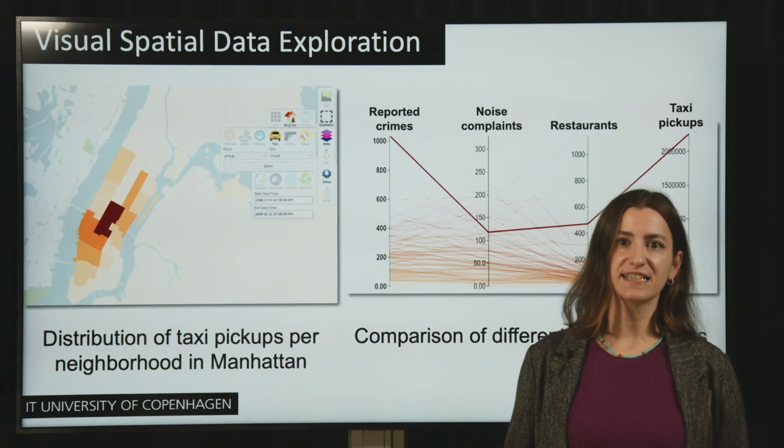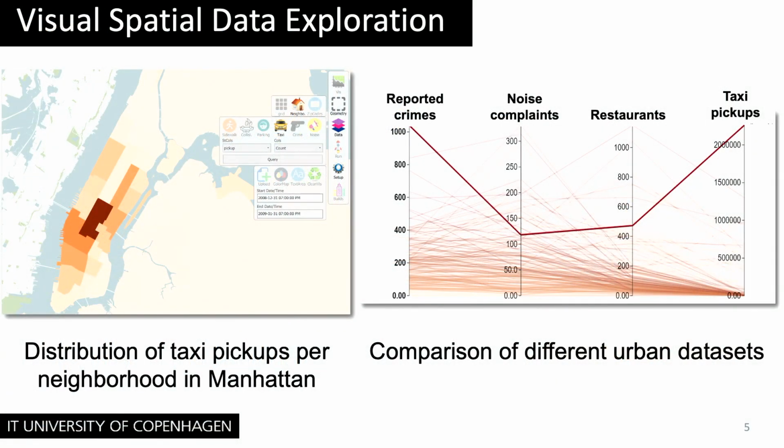To analyze these datasets and the correlation among them, city planners turn to visual analytics systems. That way, instead of looking at numbers, they look at colors on a map, as you can see on the slide, while they can compare multiple datasets in just a single visualization. Specifically here on the slide, you see a heat map visualization on your left-hand side that shows the distribution of taxi pickup locations over the different neighborhoods in New York City. The visualization on your right-hand side allows you to compare multiple datasets over different neighborhoods.